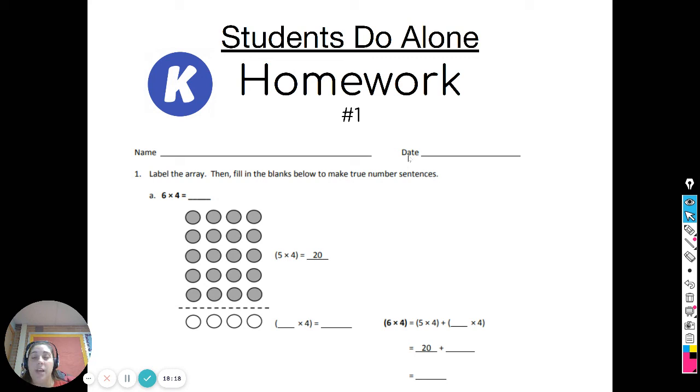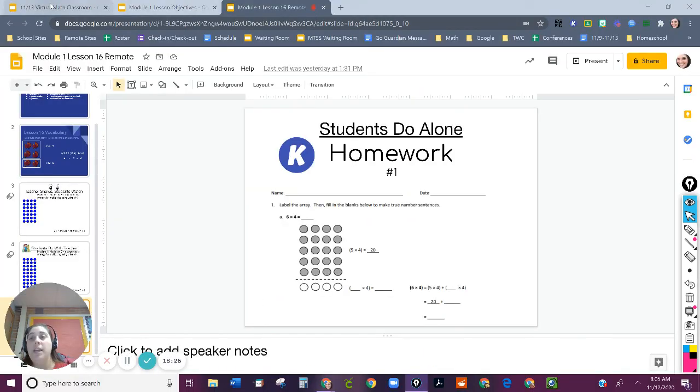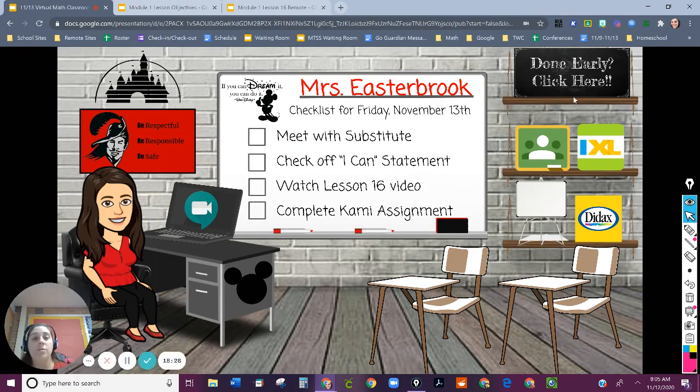You're going to have the rest of class to work on it. Now remember, if you do finish early, make sure you turn it in. After you turn it in, you can go to the virtual classroom, click Done Early. Okay, if you know you have other assignments that you owe me, maybe work that you did not do on your asynchronous days, please make sure that you go back and you do that work before you come here and click Done Early. Okay? All right, go ahead and get started on that Kami assignment.